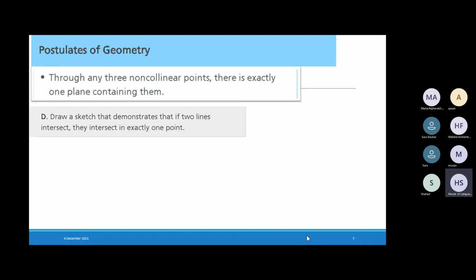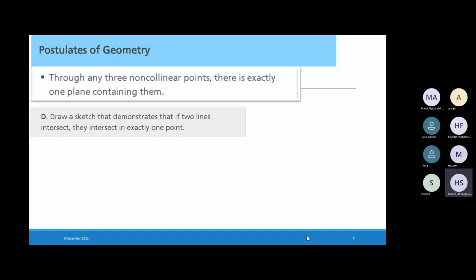Yalla. From now here, the second postulate. Draw any 3 non-collinear points. What do you mean by collinear? Non-collinear, I mean 3 points not on the same line. There is exactly one plane containing them. Yes, here and down, as an example. Draw them, you can draw one plane.